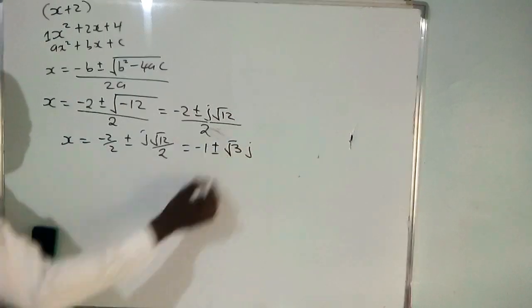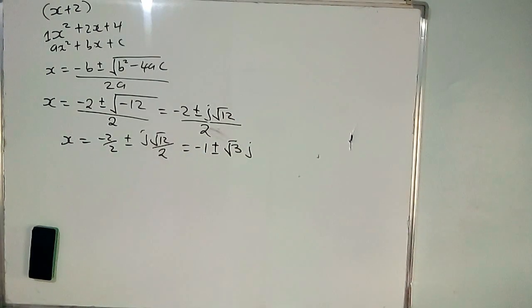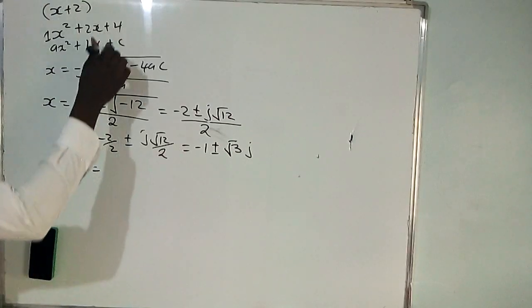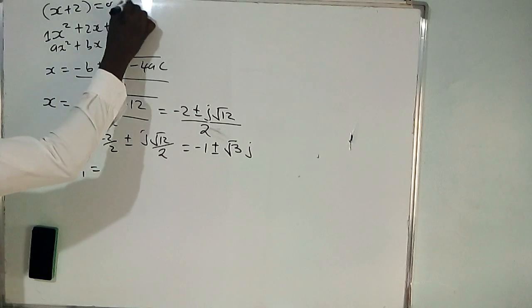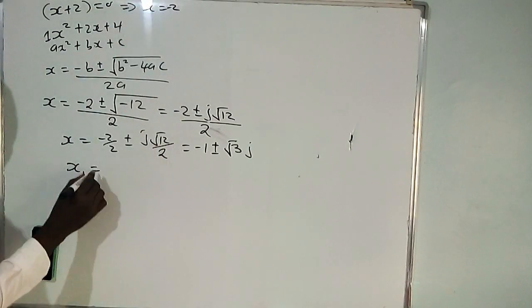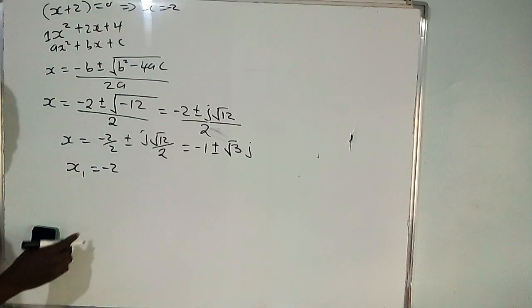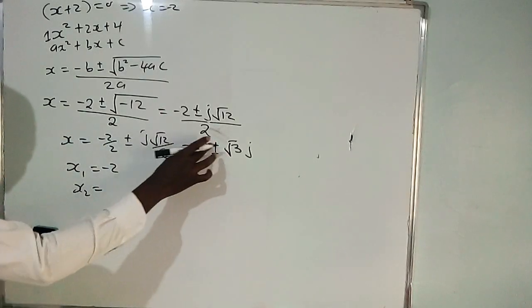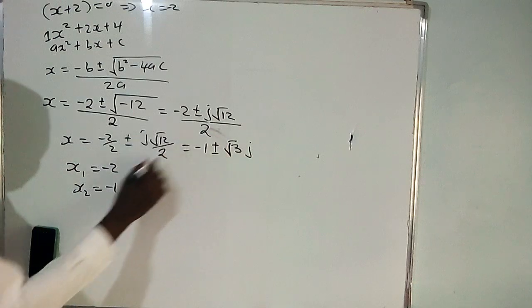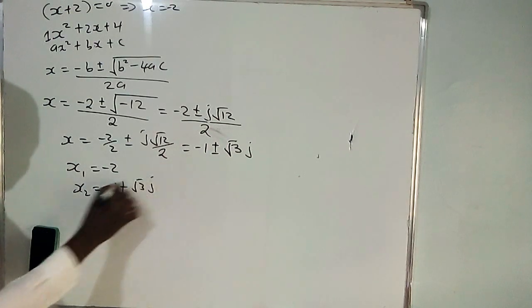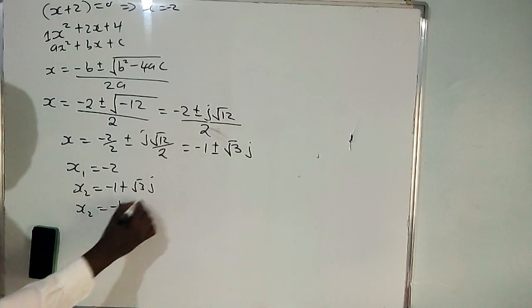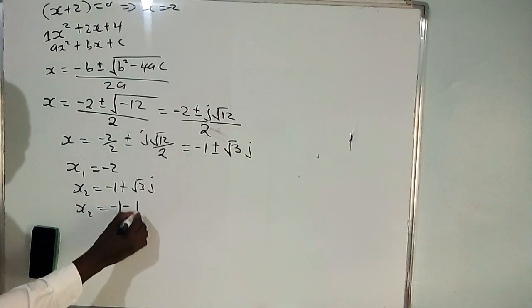So the first value of x we found here is negative 2. So it means x2 is negative 1 plus root 3j, then x3 is negative 1 minus root 3j. The first one, you block the negative, you take the positive sign in between, isn't it? The next one, you block the positive, you get negative 1, negative root 3j, isn't it?